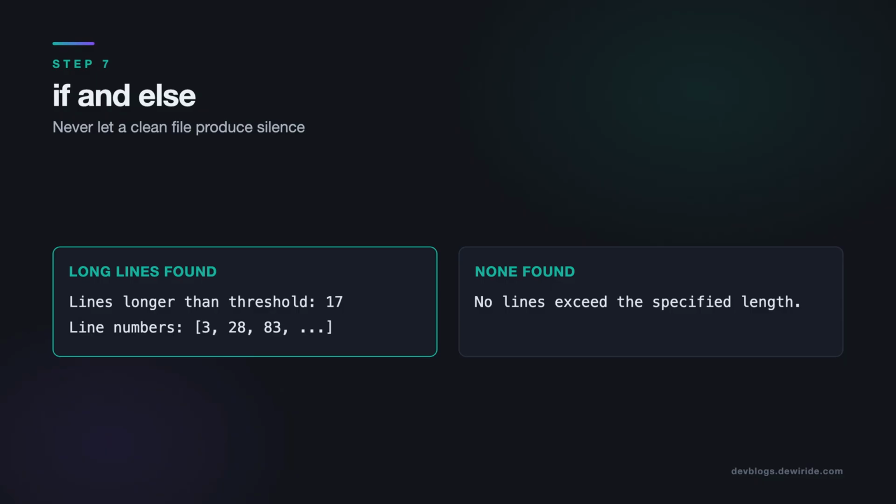If long_lines reads as if there's anything in that list. If there is, we say how many and list the line numbers. Otherwise, that's what else means. We print a friendly sentence saying nothing was too long. Without the else, a clean file would produce silence, and silence makes people think the program broke.